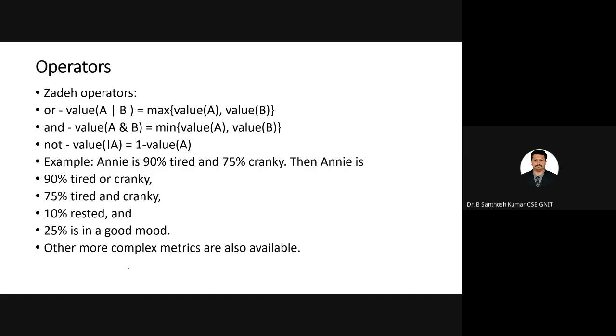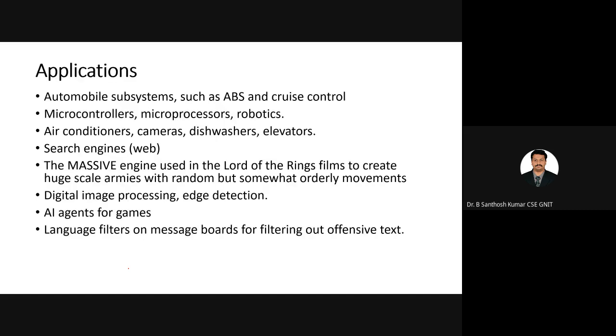So other more complex metrics are also available. Now the applications: automobile subsystems such as ABS or cruise control. We are using microcontrollers or microprocessors, and robotics, because fuzzy logic is used in many electronics and mechanical applications. Civil applications also use fuzzy logic. Then air conditioners, cameras, dishwashers, elevators, and search engines. The massive search engine used in the Lord of the Rings films created huge armies with random but somewhat ordinary movements.